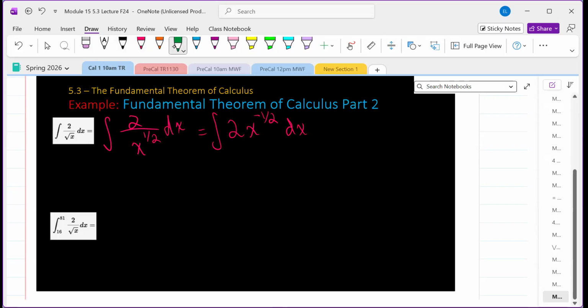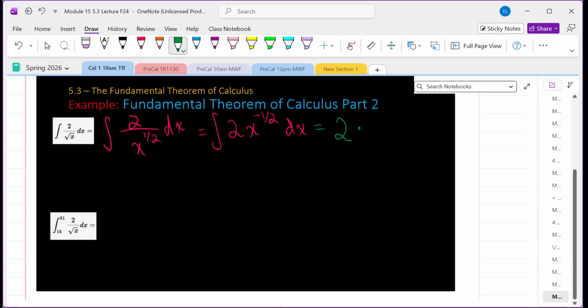Now that is still algebra. I haven't done any calculus yet. But now it's x to a power. Now I can use my antiderivative power rule. So the 2 in front is a constant, so that's just going to come out front.